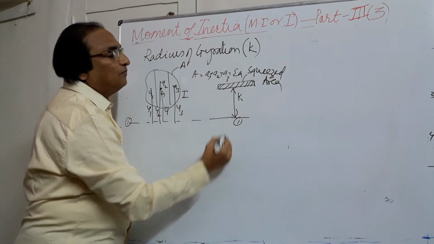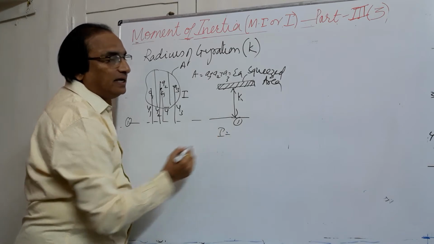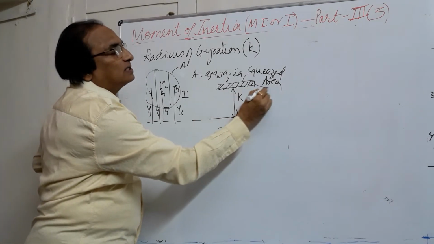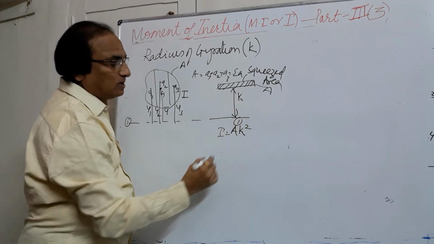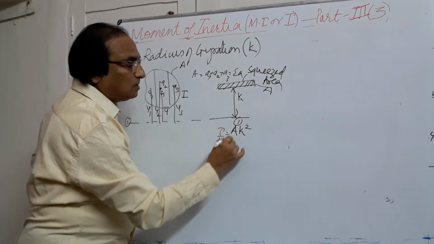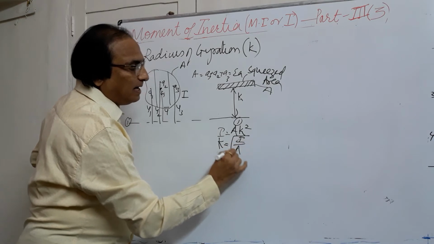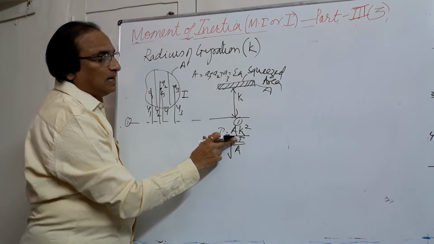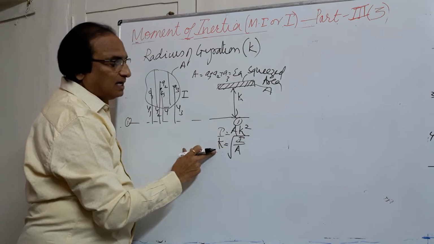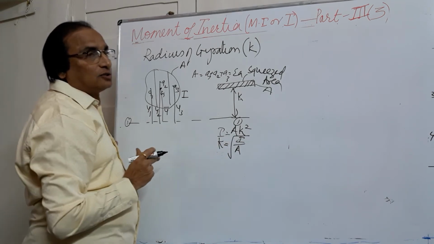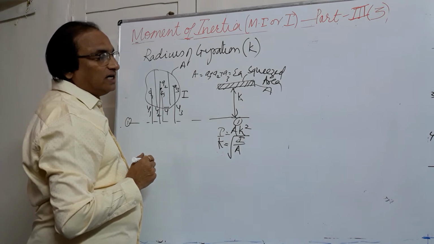So here we know moment of inertia is given by area into square of the distance. So this is A into distance k square. So here k is given by under root I by A. If I want kxx, it should be Ixx. If I want kyy, it should be Iyy. Kzz, it should be Izz. So this is the radius of gyration.